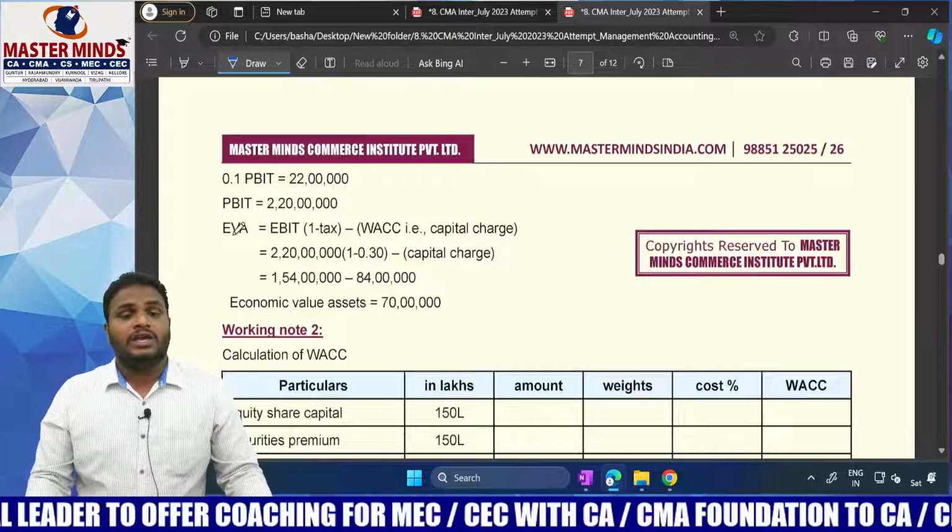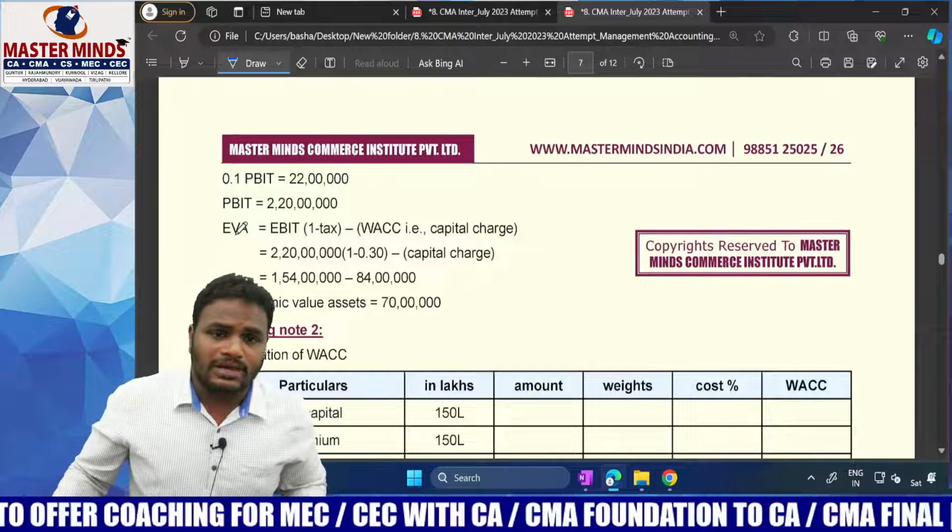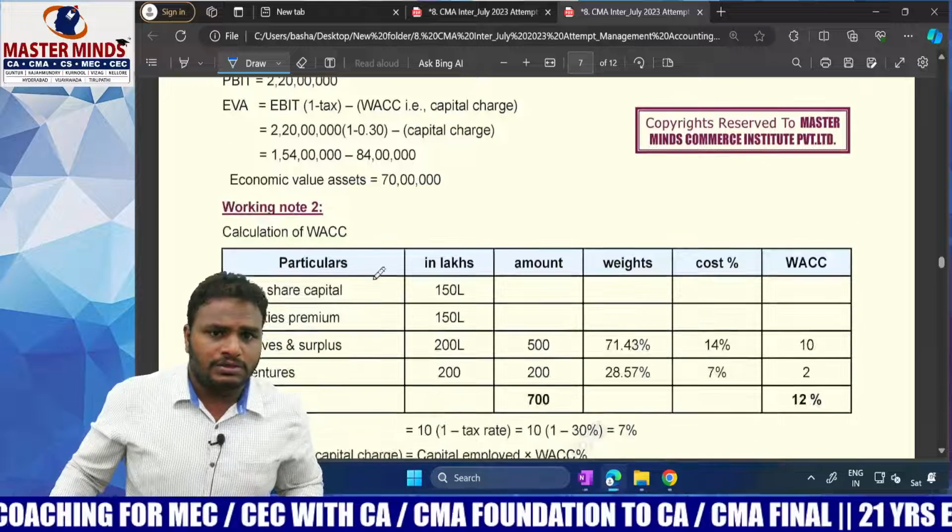What is the formula for EVA? EBIT, net of tax, minus WACC. Simple.